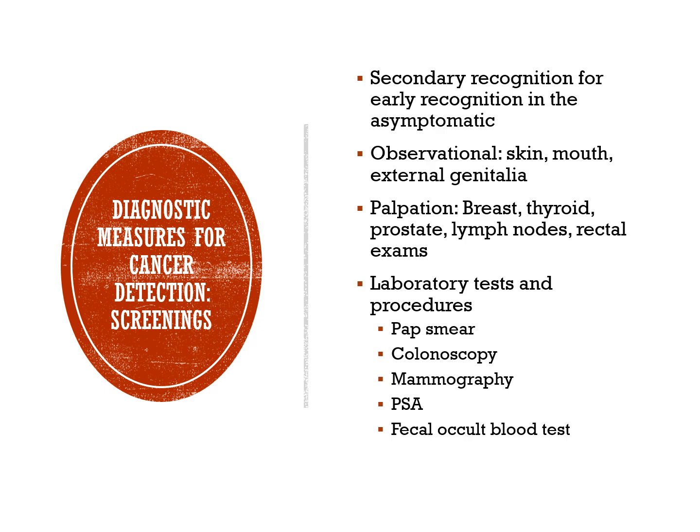So secondary prevention, or early recognition in the asymptomatic, is the definition of screening. So when we're screening, we're looking for cancers in people who have not developed any symptoms of cancer yet. Okay. So oftentimes these screenings can be observational, like going into the dermatologist and having them do a complete skin check, looking for any signs of skin cancer.